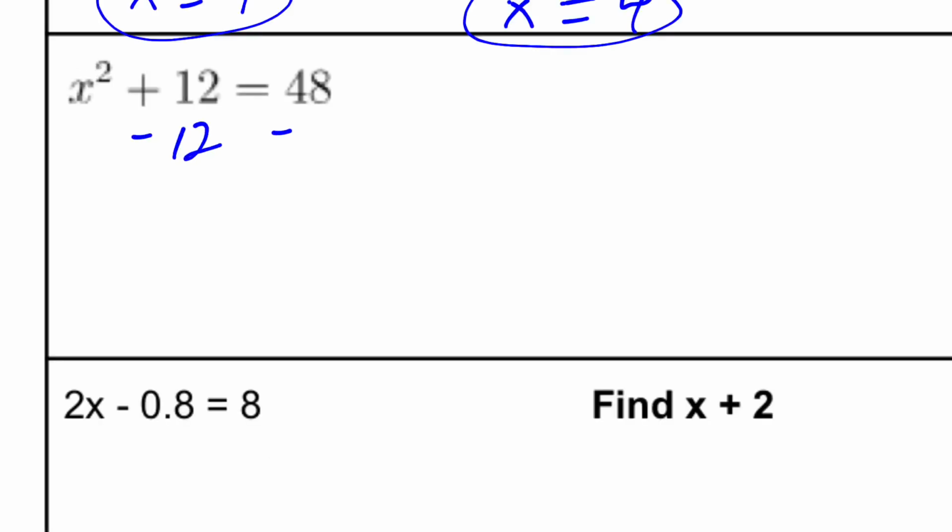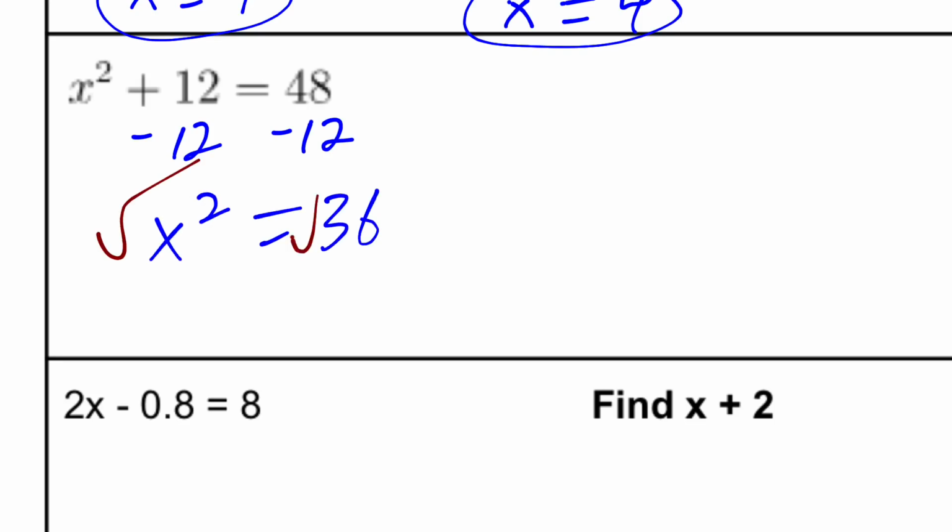First, we minus 12 from both sides. X squared is equal to 36. Then we take the square root of both sides. X is equal to 6.